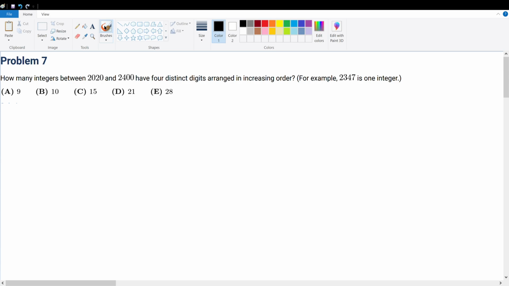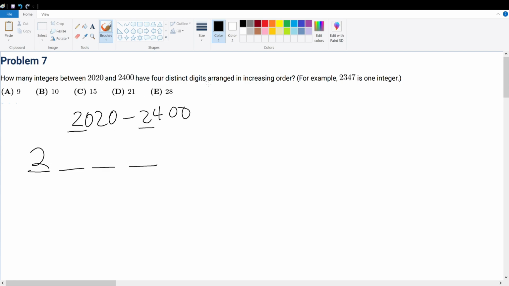Problem 7. How many integers between 2020 and 2400 have four distinct digits arranged in increasing order? Well, we know the range is 2020 to 2400. What do you notice about these two bounds? Well, the thousands digit never changes. So in other words, whatever four digit number we have, this has to be a 2.